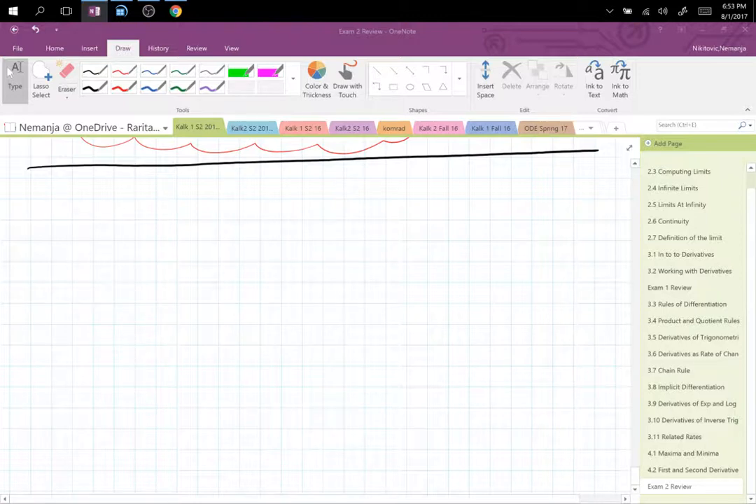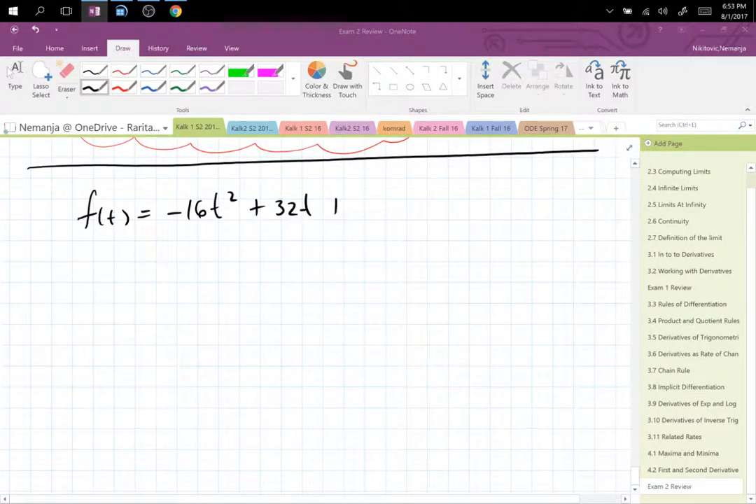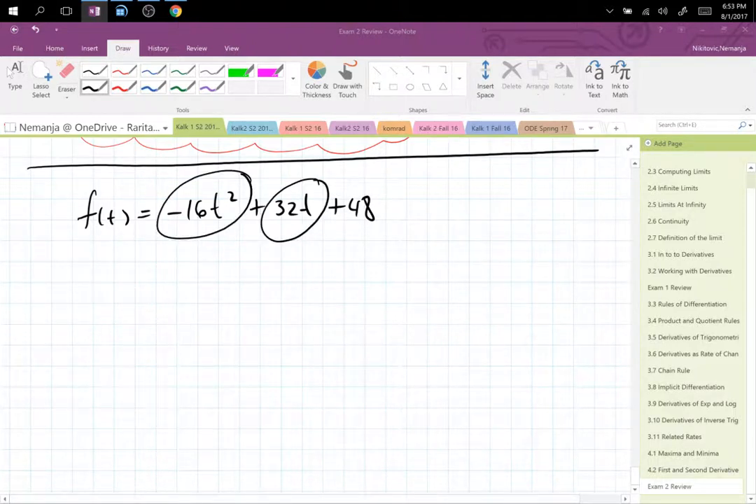So they give us the formula for the stone, which is negative 16t squared plus 32t plus 48. Now, when you give me the formula like this, I immediately know this term tells me it happens on Earth. This term tells me that initial velocity was 32. And this term tells me that it was thrown from the height of 48. That's all encoded in the equation, all of the important features.